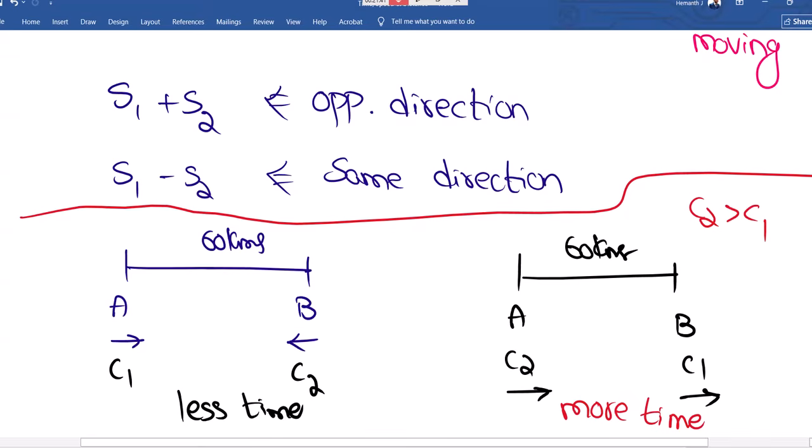So here speeds will be less because time is more. Time and speed are inversely proportional, and distance is constant in both cases. So speeds will be added in opposite directions, and subtracted in the same direction. The basic reason is this example: less time taken, more time taken.